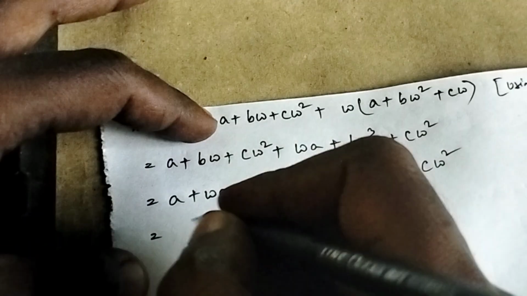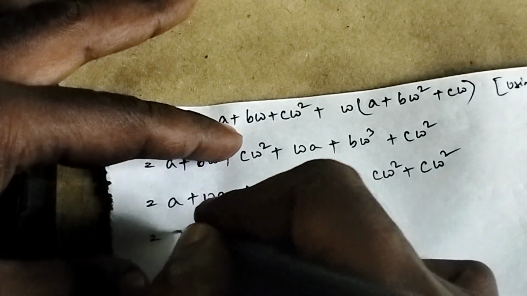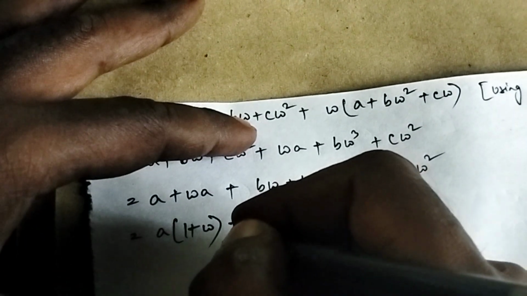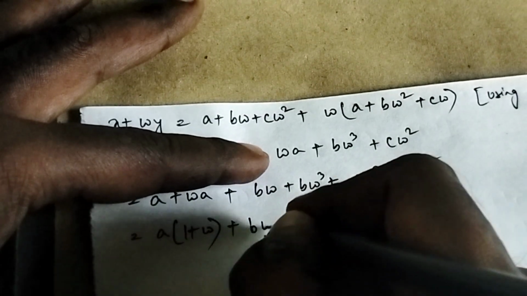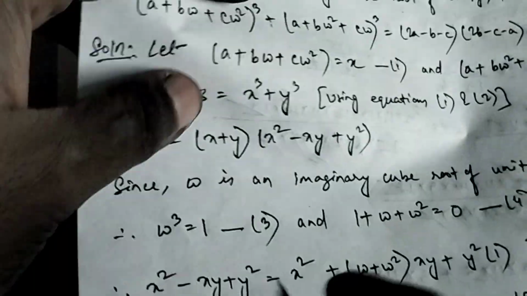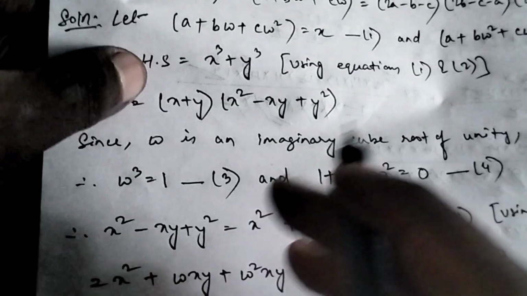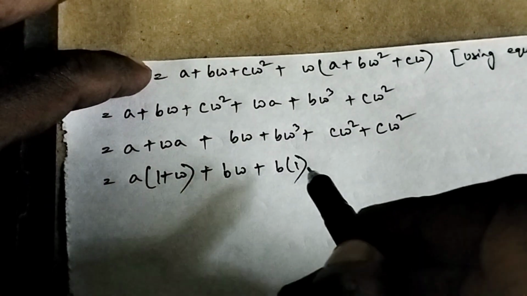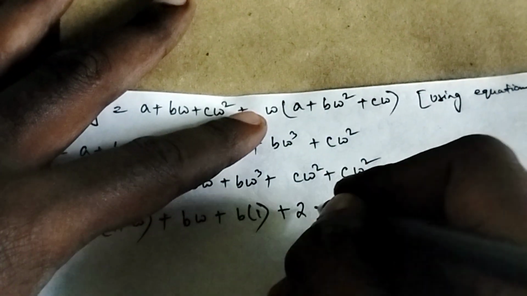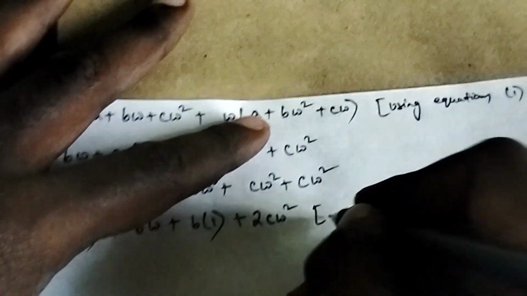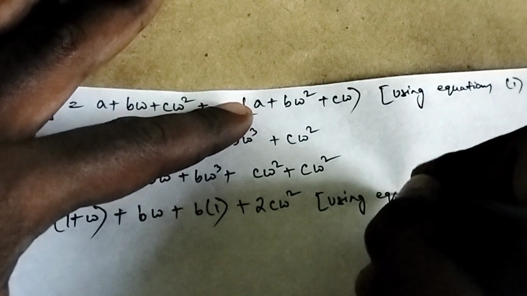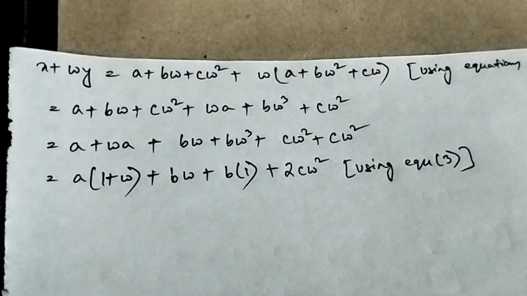Okay, so this will be a, I can take common, 1 plus omega, plus b omega plus b into 1. Why b into 1? Because omega cube is equal to 1 using equation 3. So in place of omega cube I can easily put 1. Okay, plus 2c omega square. Achha, here you have to write, we got this using equation 3. This is a very lengthy sum.